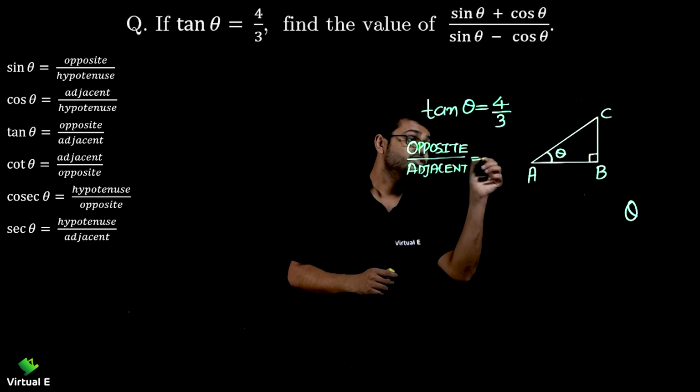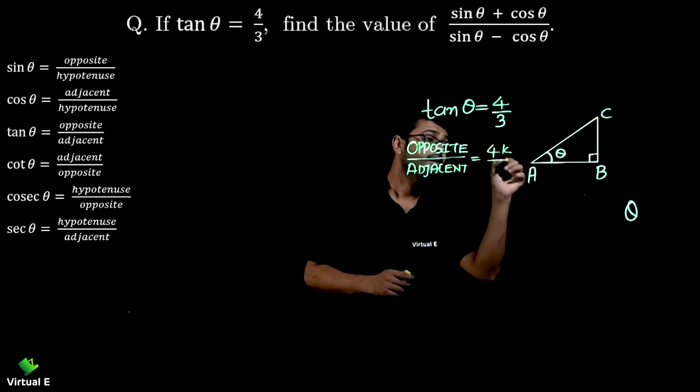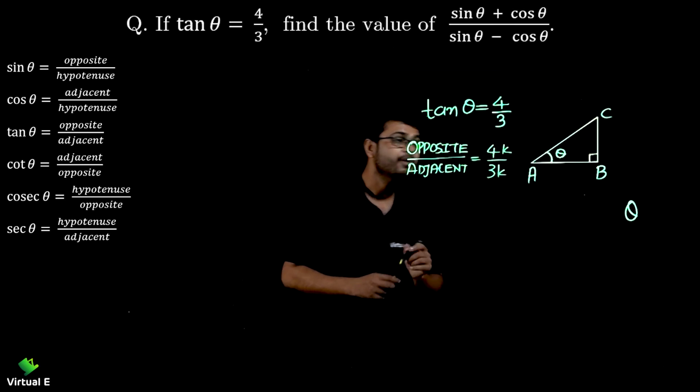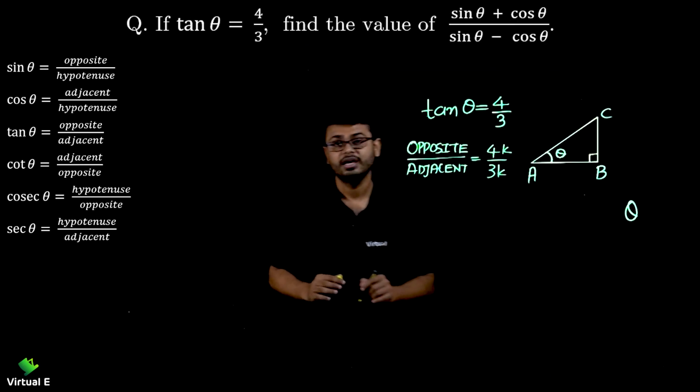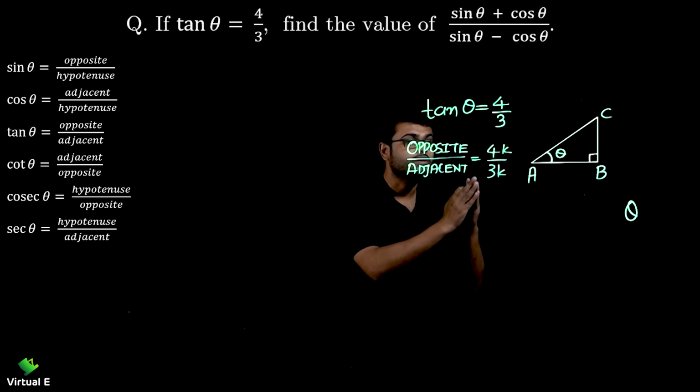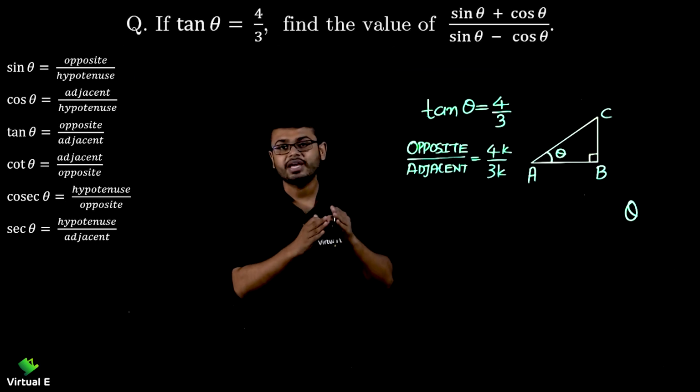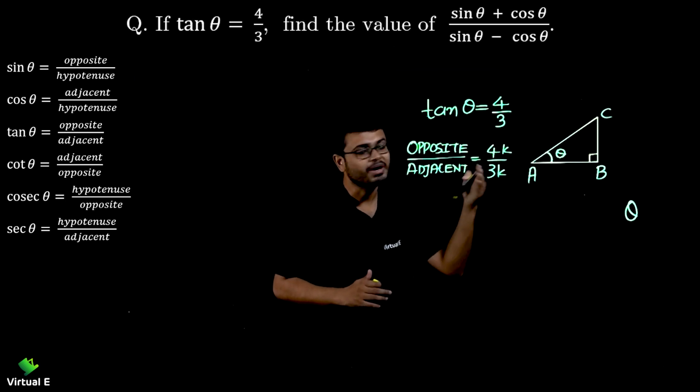Done. That is equal to 4k by 3k. I hope you remember why I am writing k. I explained the need to write k, because there could be other numbers that, after simplification, give the final answer 4/3.